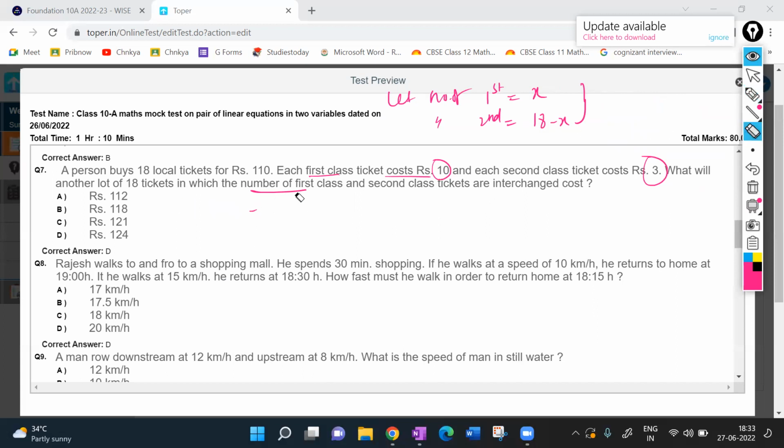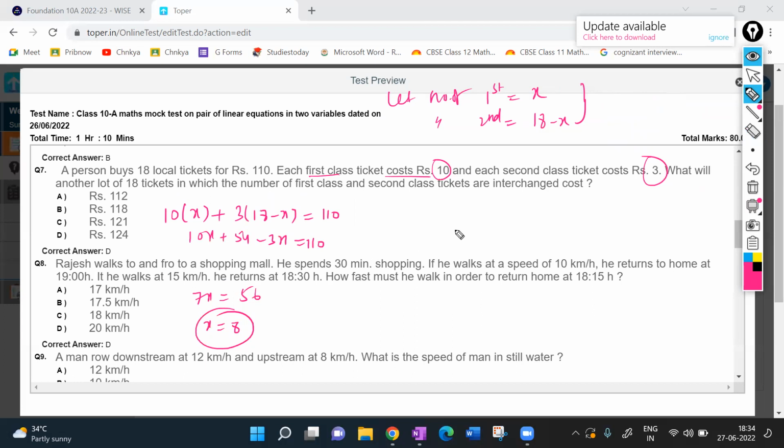Actually here do one thing. Here the first class ticket costs how much? 10 rupees each. So 10 into x plus 3 rupees into 18 minus x for second class is equal to 110 rupees. So 10x plus 54 minus 3x is equal to 110. So 7x is equal to 110 minus 54, how much? 56. x is equal to 8.